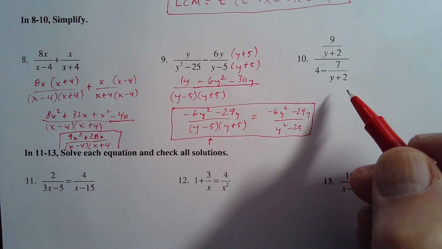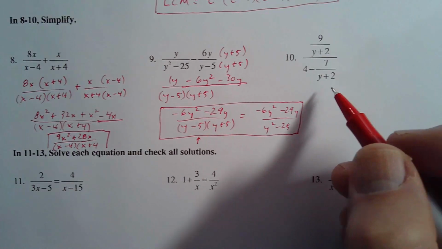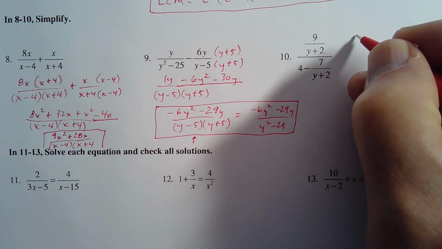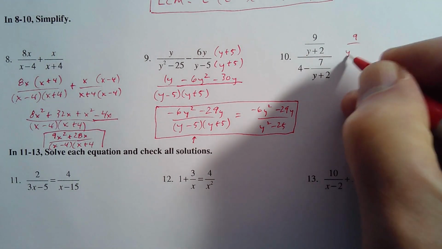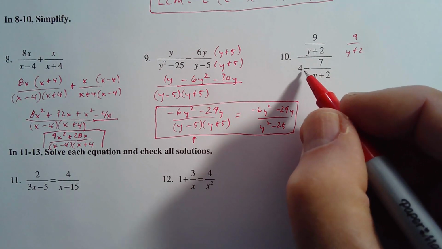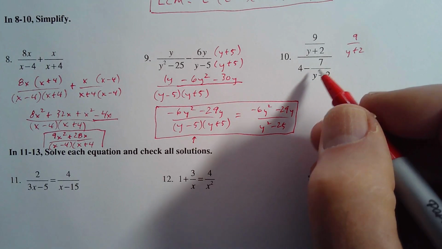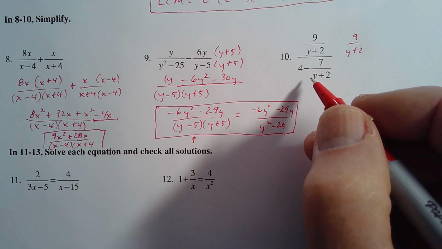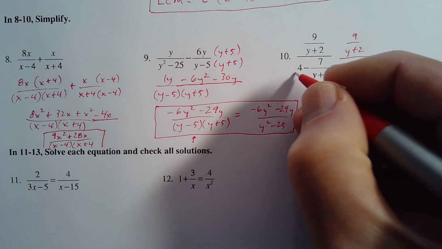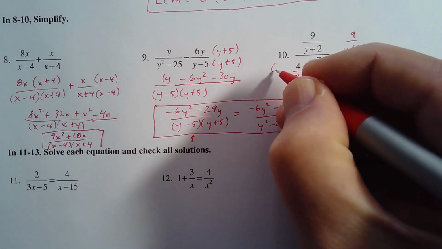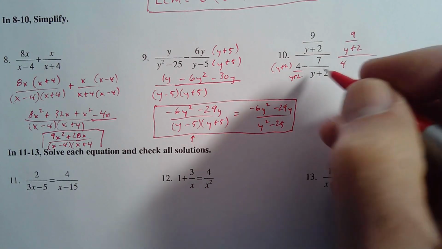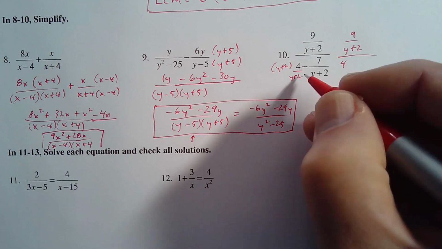All right, number 10, a complex fraction. So the top I don't really have to monkey with in the first move. That's going to be all right. But here I've got to make this a common denominator, so I can put the 4, excuse me, with the 7 over y plus 2. So I'm going to do that. 4 times y plus 2 over y plus 2 times that. Just changing that so I can put these two fractions together.